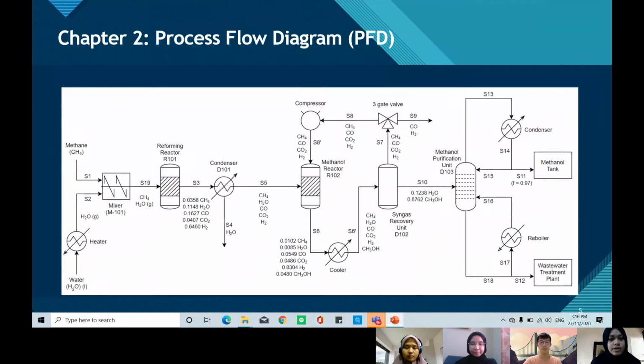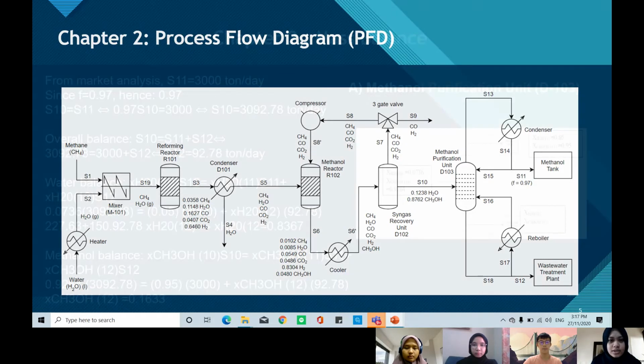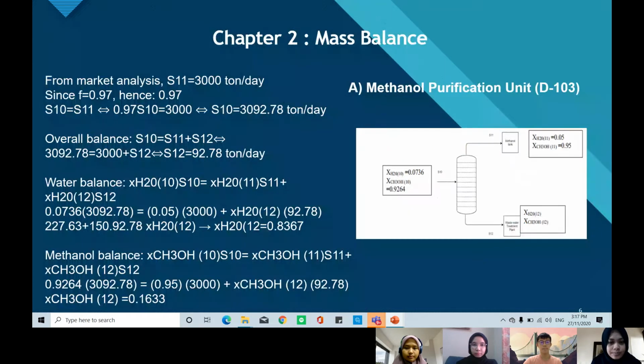For the chapter 2 process flow diagram, we analyze the selection of instrument of methanol production process based on the problem statement given for the IDP. For the mass balance part A, in methanol purification, unit D103, we start with the value as F1, 3,000 tons per day, which was analyzed from the market analysis. From the problem statement of IDP, our group was given the value of F 0.97 and the value of S10 is calculated from the mass balance, which was 3,095.78 ton per day.